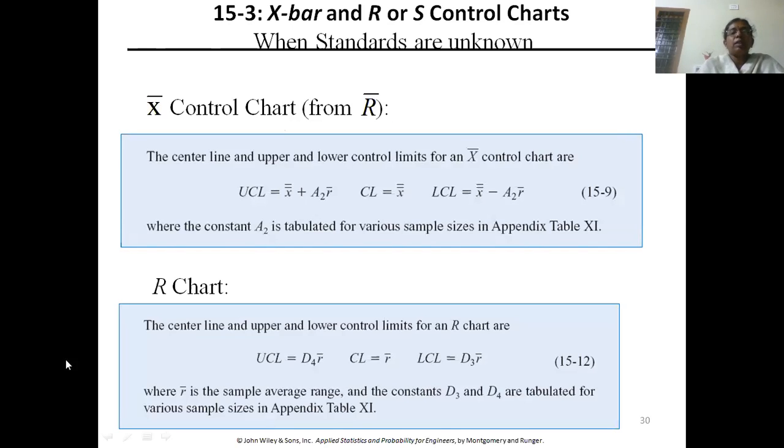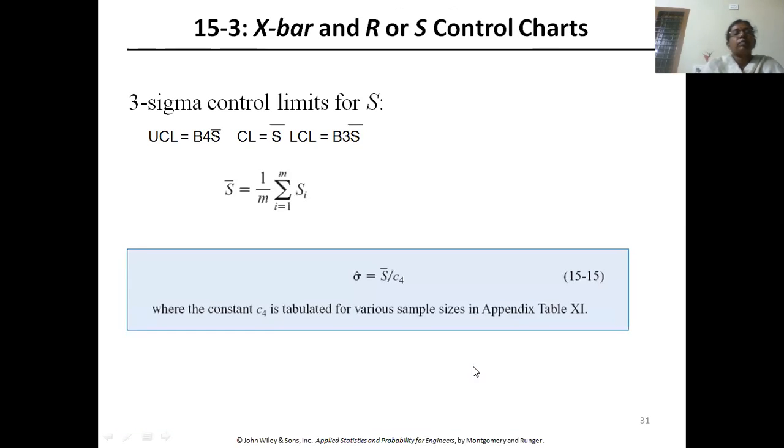See here, these are the X bar control chart limits: UCL is X double bar plus A2 R bar, CL is X double bar, LCL is X double bar minus A2 R bar. A2 is the tabulated value. Similarly, for the R chart, UCL is D4 R bar, CL is R bar, and LCL is D3 R bar. Control limits for the S chart: UCL is B4 S bar, CL is S bar, and LCL is B3 S bar, where S bar equal to 1 by n summation Si, and sigma cap is estimated using the formula S bar by C4.